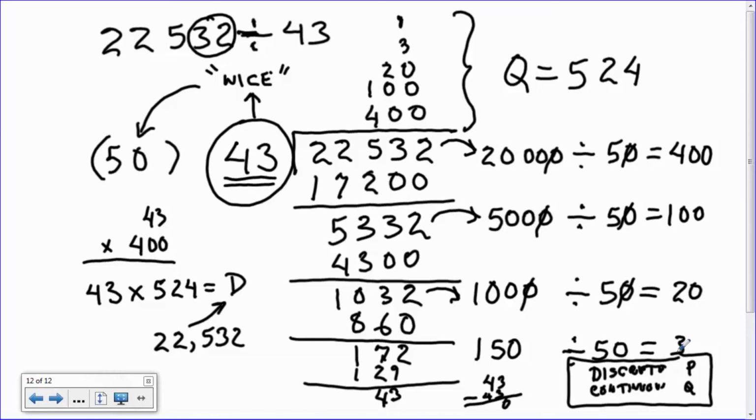Okay, let's look at one more problem. Are you ready for a 3-digit divisor? Let's take 45,497 and let's divide it by 719.